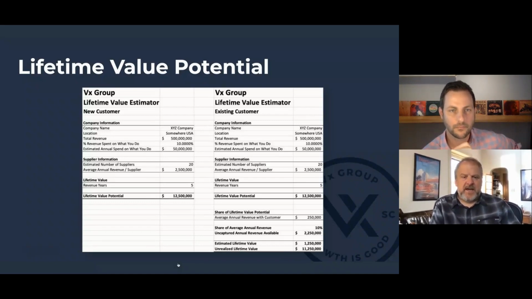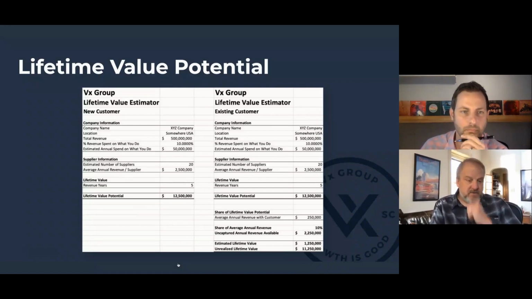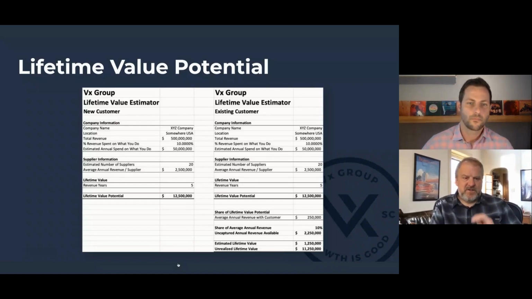Keep in mind that the trick to this is that the first order or first opportunity is likely going to be a fraction of any of these numbers. It's going to be measured in thousands or tens of thousands of dollars, most likely. And the trick is being able to identify the ones that are the start of high lifetime value relationships, and also identify the ones that aren't.